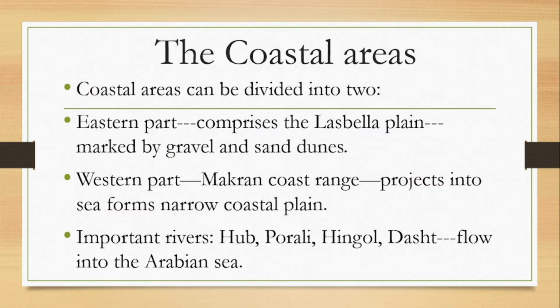Okay, now the next topic is the coastal areas. The coastal areas of Balochistan are divided into two main parts, the eastern part and the western part. The eastern part comprises the Lasbela plain, and it's marked by gravel and sand dunes. So you have to remember that there are two parts: the eastern part is the Las Bela plain, and the western part is the Makran coast range. Okay, so it projects into the sea and forms a narrow coastal plain. Then there are important rivers also lining this coastal area, and they are the Hab, Purali, Hingol, Dasht, which flow into the Arabian Sea.